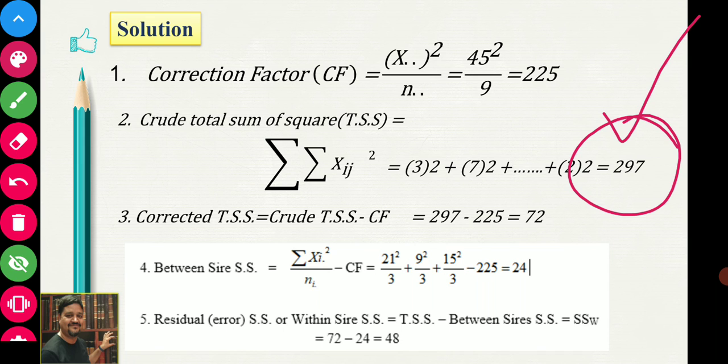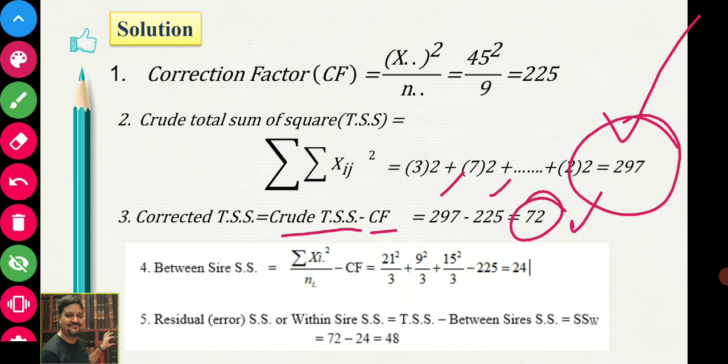Now you have to find out the corrected total sum of square. For getting the corrected total sum of square, you have to subtract the correction factor from the total sum of square. So the total sum of square was 297 minus 225 is equal to 72. So 72 is the corrected total sum of square.